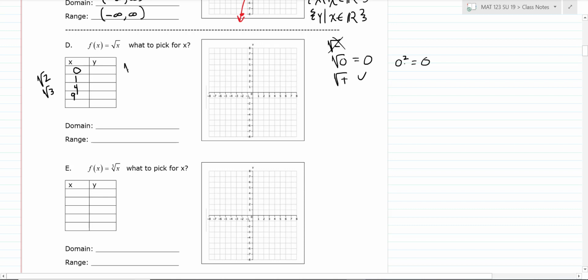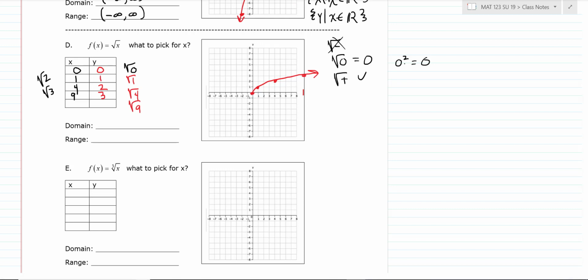So what I'm doing is square root of 0, which is 0. Square root of 1, which is 1. Square root of 4 is 2. And square root of 9 is 3, like that. Okay, then I plot the points. So I've got 0, 0, 1, 1, 4, 2, and then I'll extend out to 9 and go up to 3. Okay, so that goes like that. That's how the square root function looks.